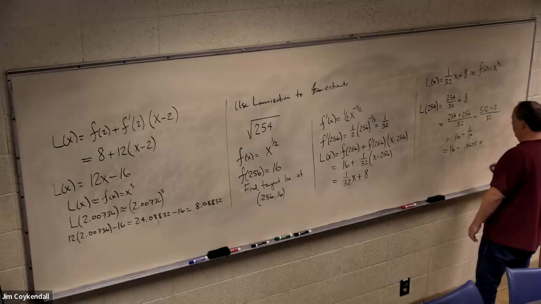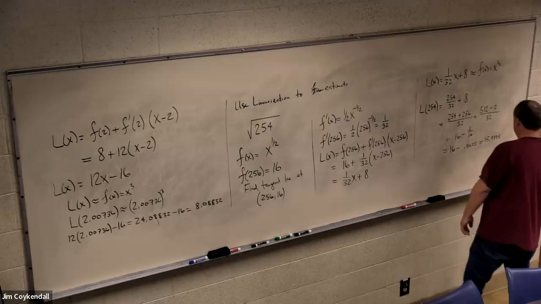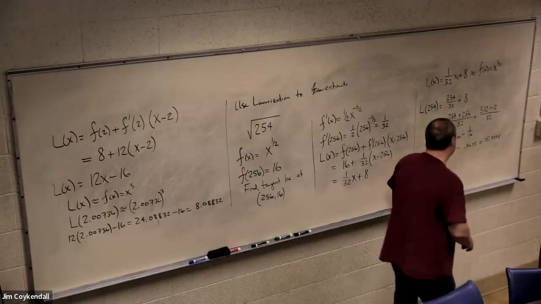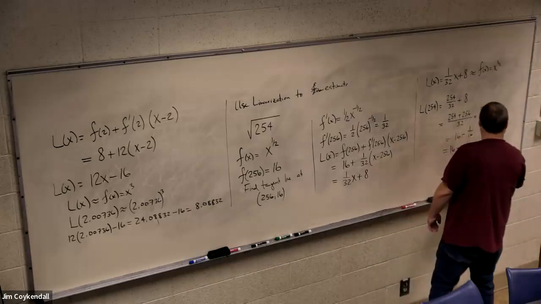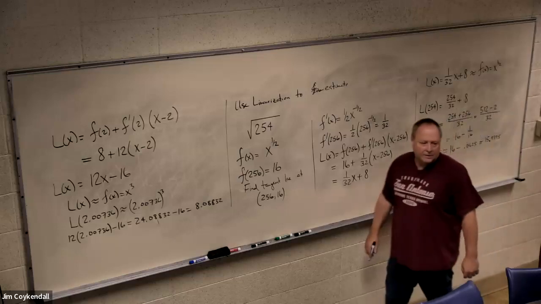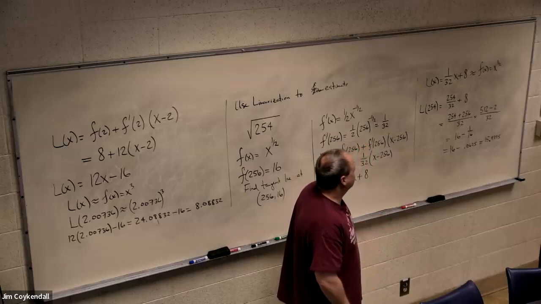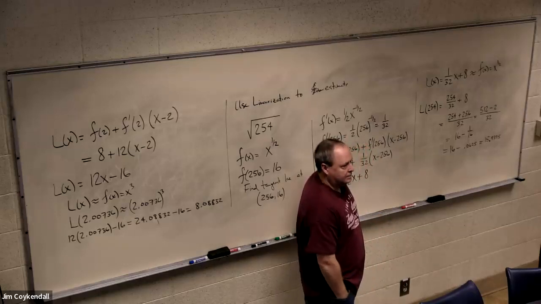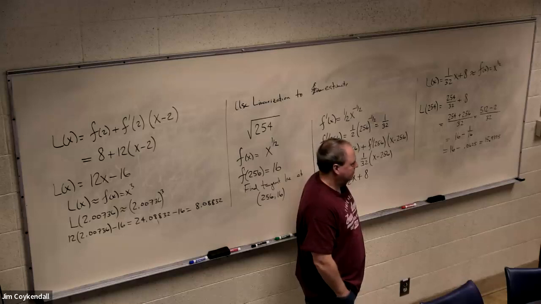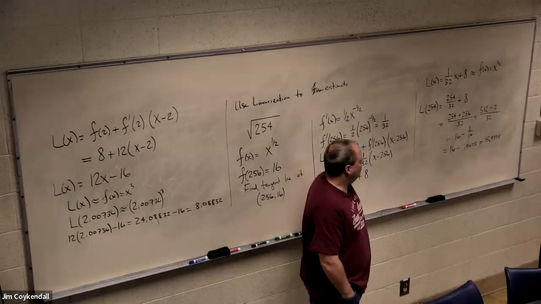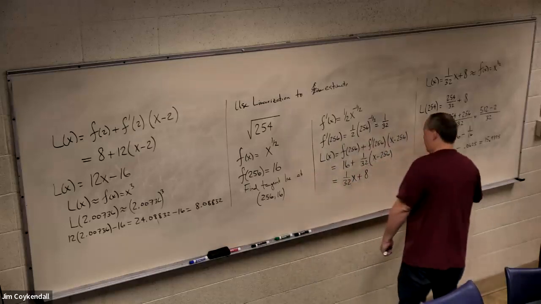And this approximation is 15.9375. Is my estimate too big or too small? Which? This one is too big.